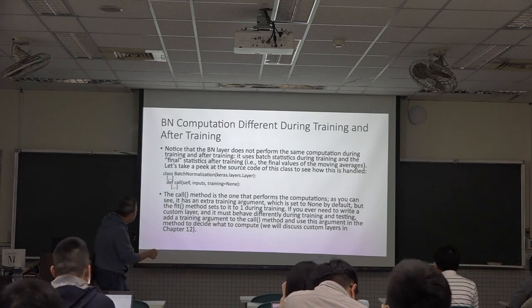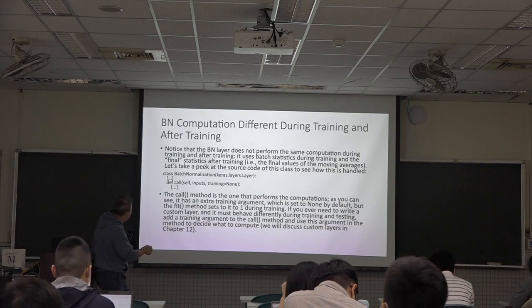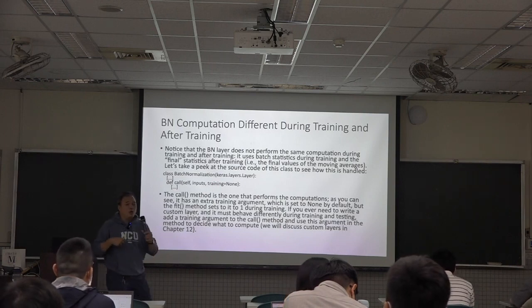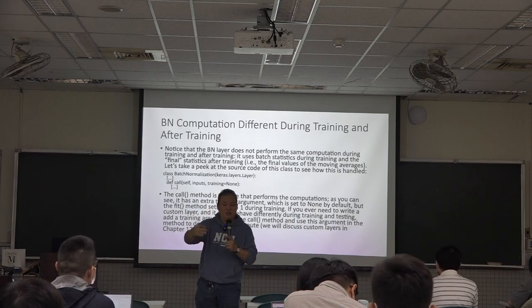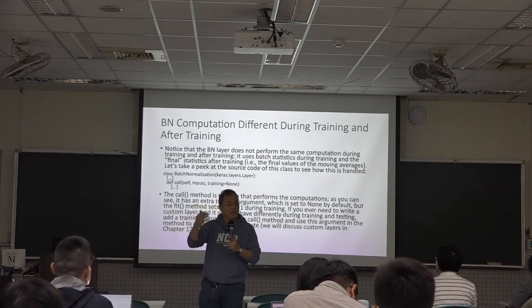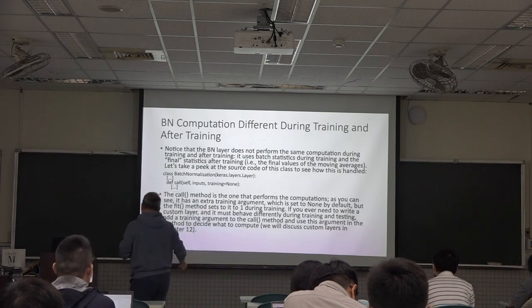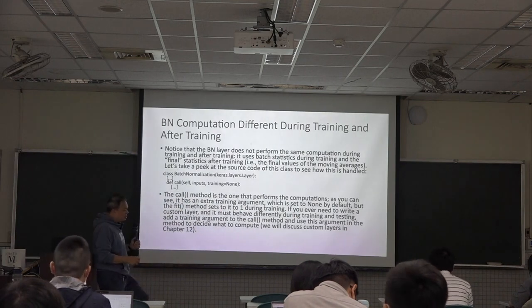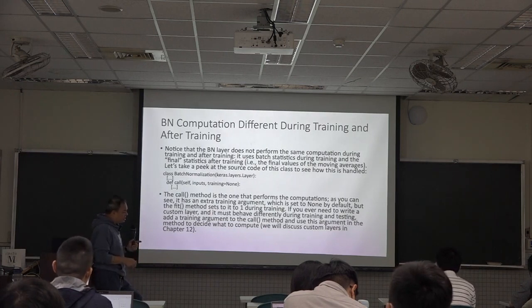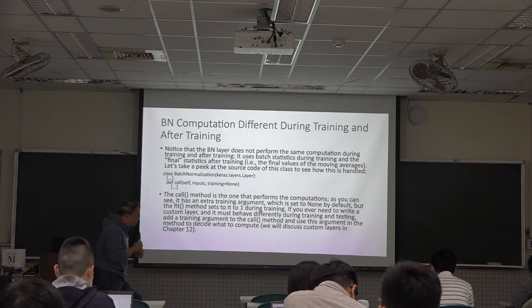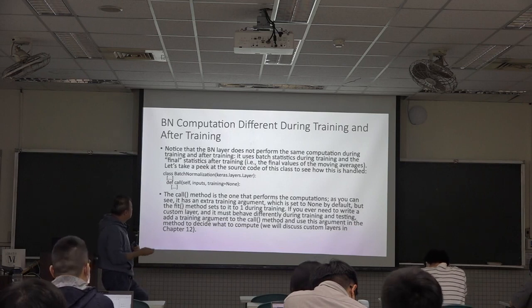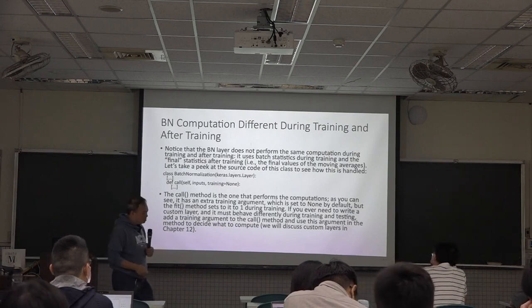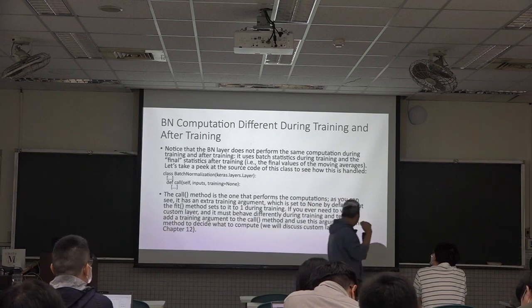So you can use this argument in the call method to control what you do during the training and what else to do after the training. This is just to tell you how you can write a program that allows Keras to do something during training and do something else after training. Just include this training argument, and you are able to use it to control your program.